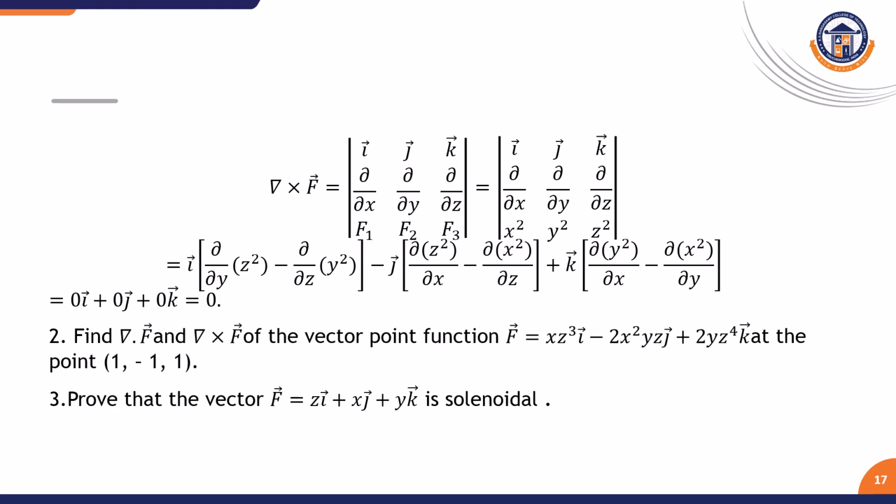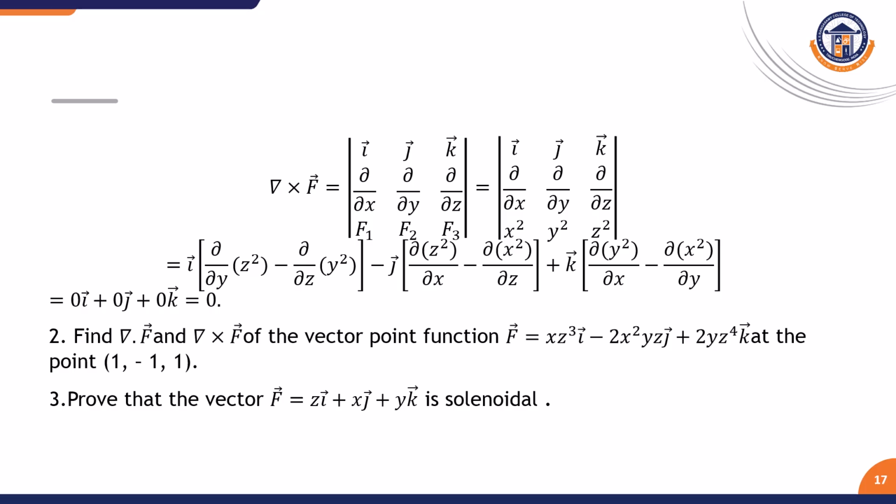Then after that, we find del cross f vector, which means the curl of f vector. Curl is always in the form of a determinant: i vector, j vector, k vector, dou by dou x, dou by dou y, dou by dou z, f1, f2, f3, where f1, f2, f3 are the coefficients of i, j, k from the given vector point function. Now we expand this 3 by 3 determinant. The answer is 0 i vector plus 0 j vector plus 0 k vector. Simply we write it as 0. So the curl vector is done.